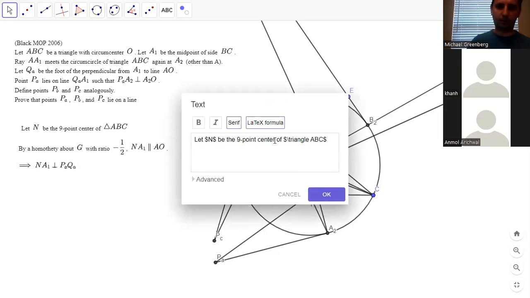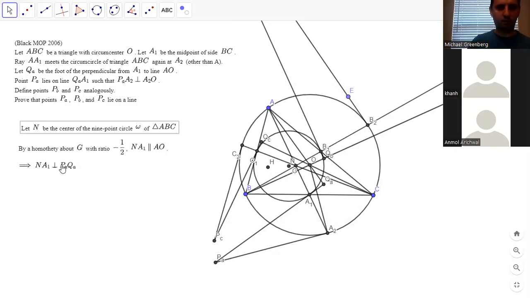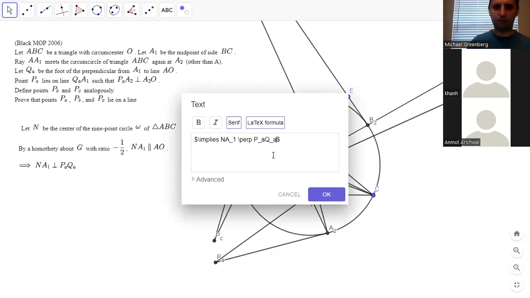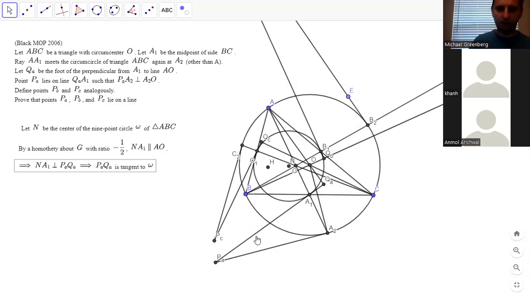I'll write it like this, N be the center of the 9-point circle omega. So I'm going to give it a name. And this means that PAQA is tangent to omega. And then not only that, it's obviously tangent, but to the bigger circle.